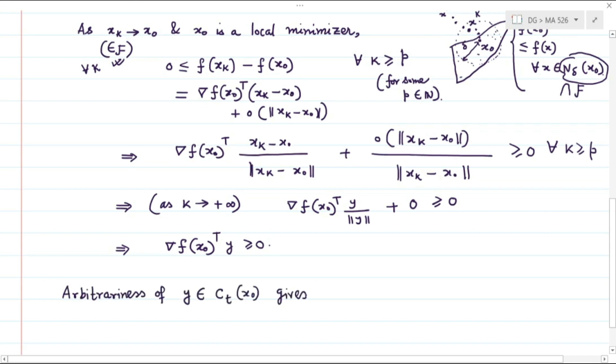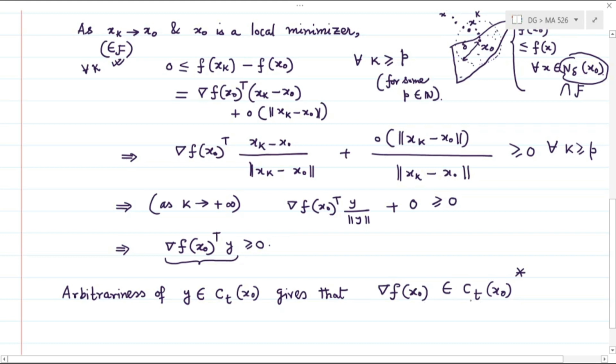gives that grad f(x0) belongs to the dual of the tangent cone, because you have grad f(x0) transpose y greater than or equal to 0 for all y in the tangent cone, and therefore you have grad f(x0) belonging to the dual cone.